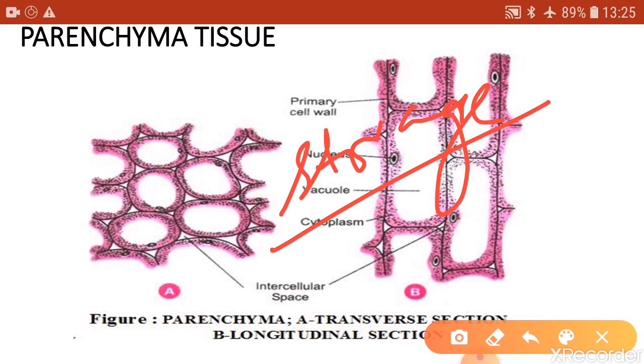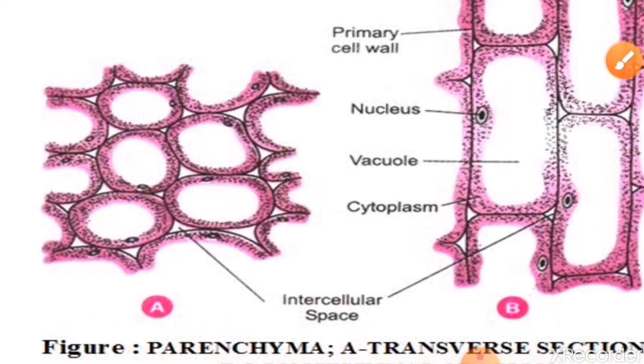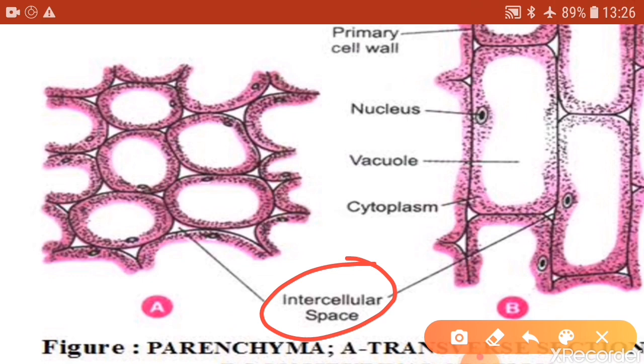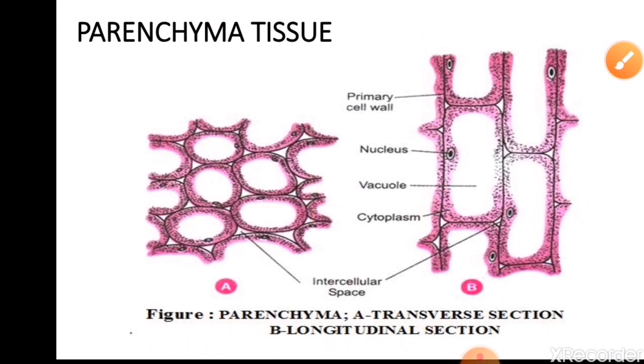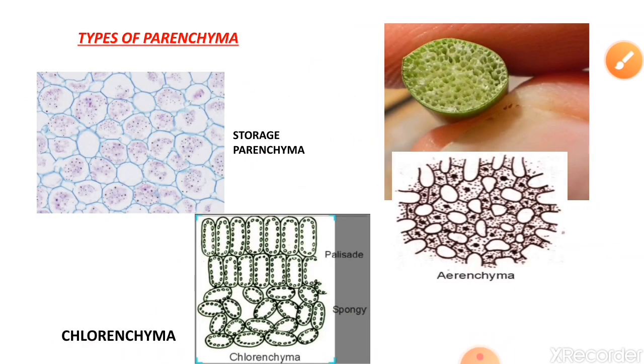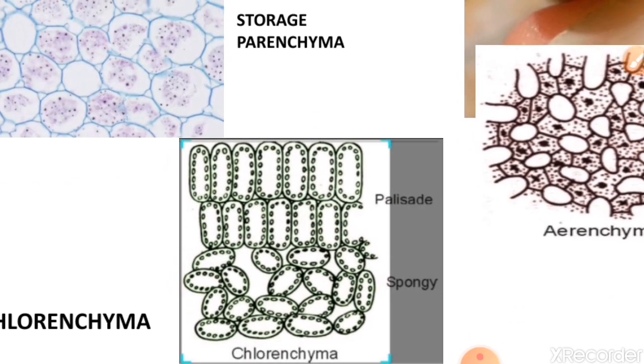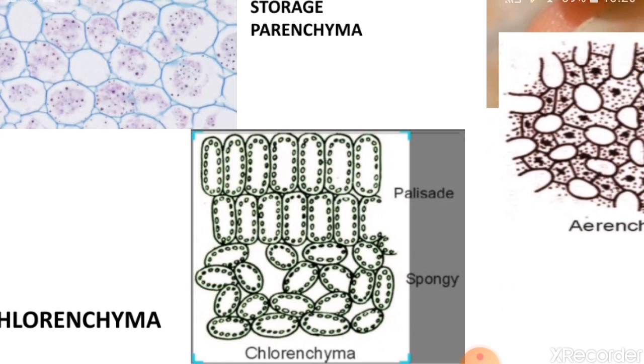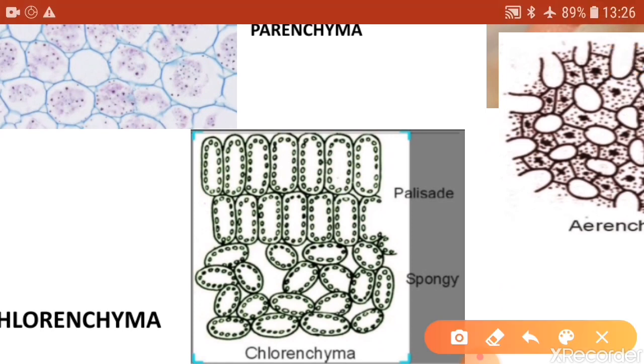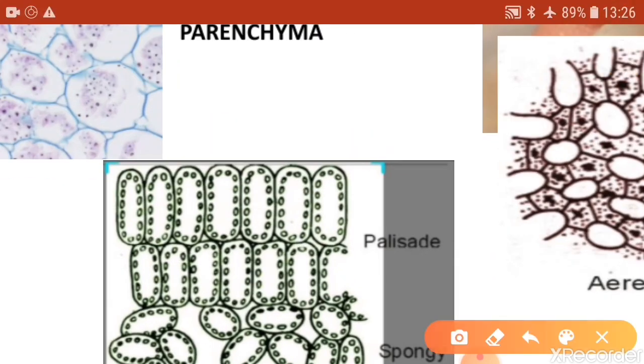The other important function is that because of the intercellular spaces present, the parenchymatous tissue allows easy diffusion of gases. So, gases can easily pass through these spaces which are present between the cells. Then the parenchyma tissue has certain other features also. In some plants it is specialized, as here you see parenchymatous tissue found in the leaves, and the cells of this tissue contain chloroplast.